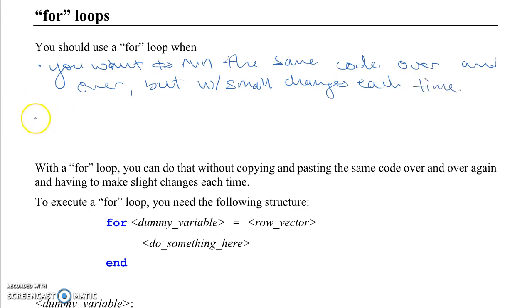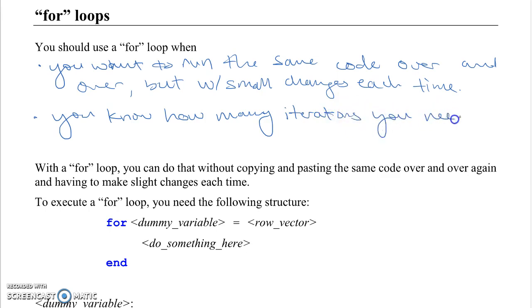That's one point. And the second point is when you know how many times, or how many iterations, you need to run.